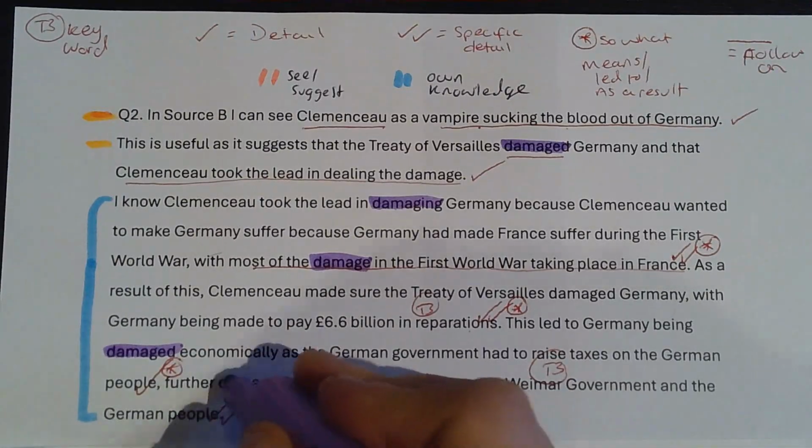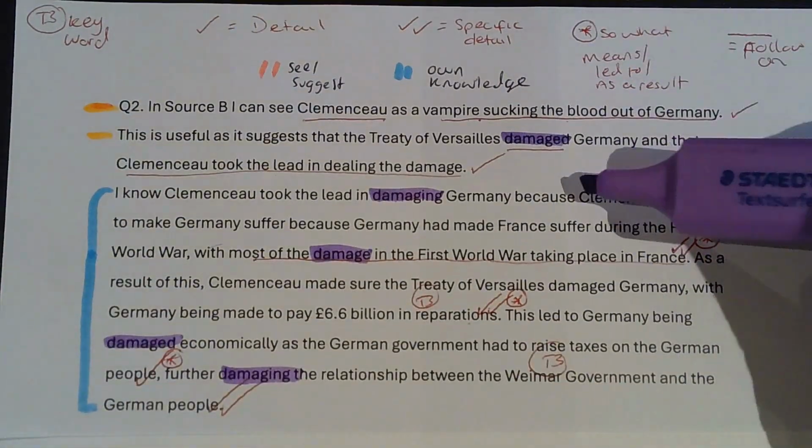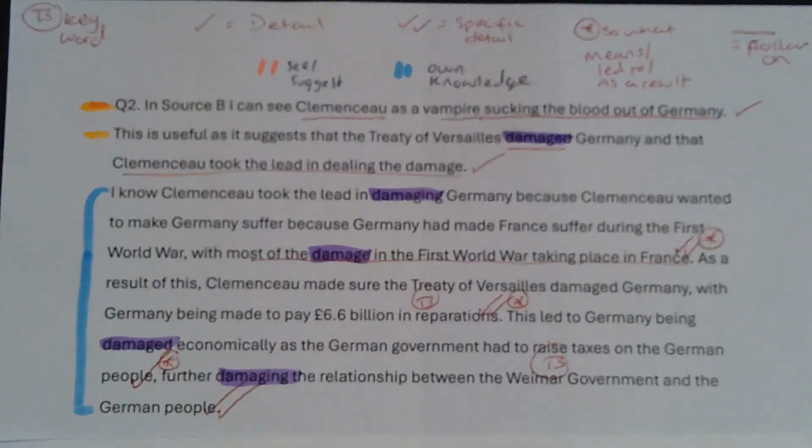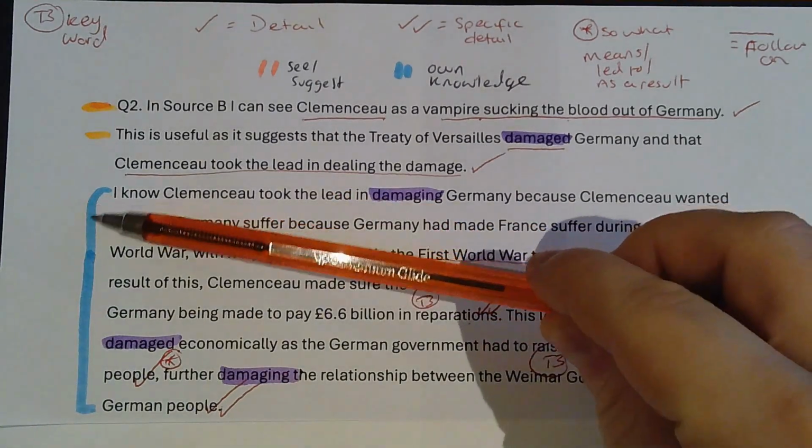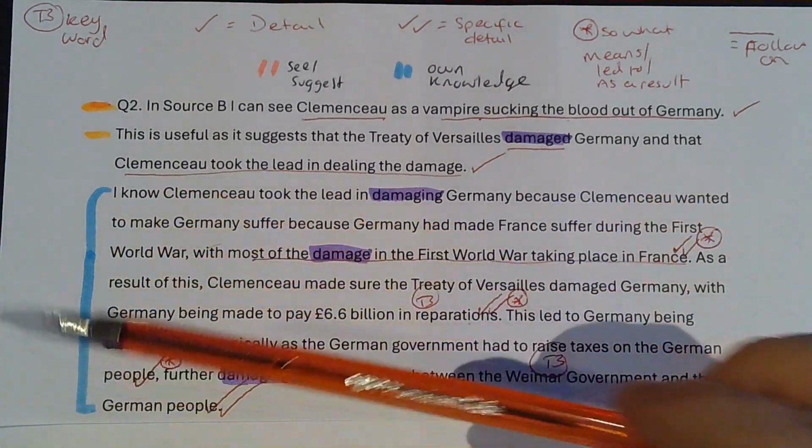Damage. Damage. So my answer runs throughout as well, so it makes it a really, really strong answer. And if you go back to the plan, you can see that it just follows the plan that we made. The C, suggest, own knowledge. And you can see the amount of own knowledge that I've used here.